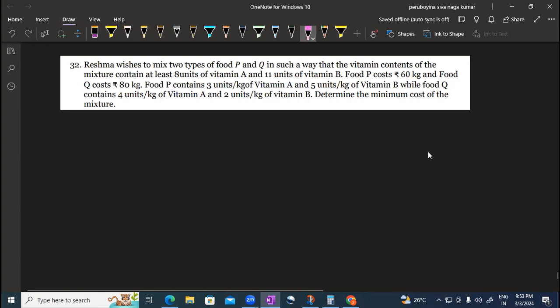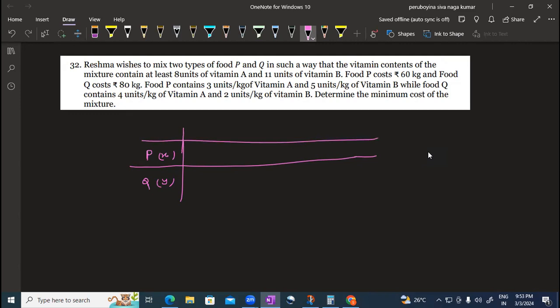Question number 32. Reshma wishes to mix two types of food, P and Q. Say she takes X kilograms of food P and Y kilograms of food Q to create a mixture. Create this table in such a way that the vitamin contents of the mixture contain at least 8 units of vitamin A.